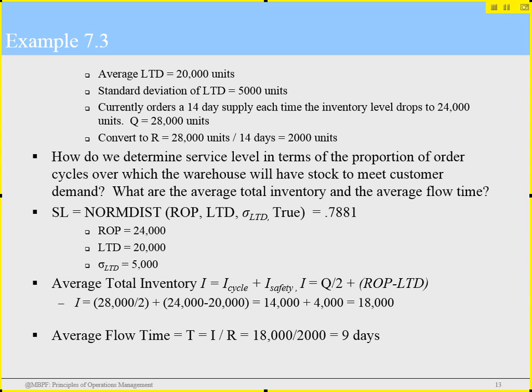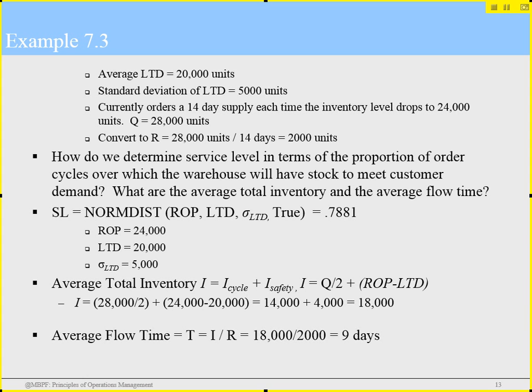Okay, so how do we determine service level in terms of the proportion of order cycles over which the warehouse will have stock to meet customer demand? And what are the average total inventory and average flow time? Well, here's my formula: normal distribution, reorder point, lead time during demand, standard deviation of lead time during demand, and TRUE. The reorder point is 24,000 units. My lead time during demand is 20,000 units, and my standard deviation of lead time during demand is 5,000 units. I plug that into Excel, and it tells me my service level is 0.7881, meaning that 78.8% of the time I will be able to meet customer demand with that.